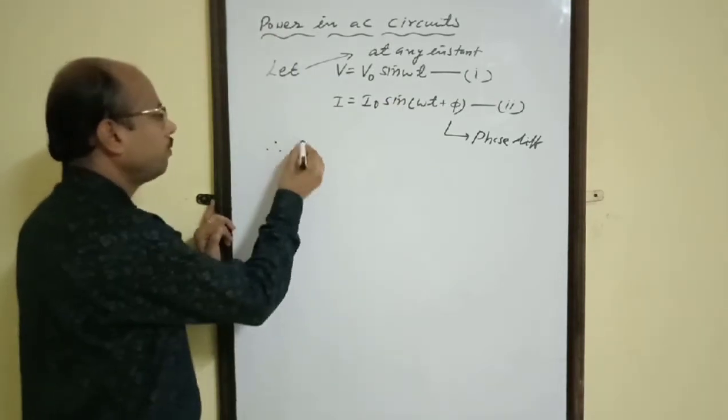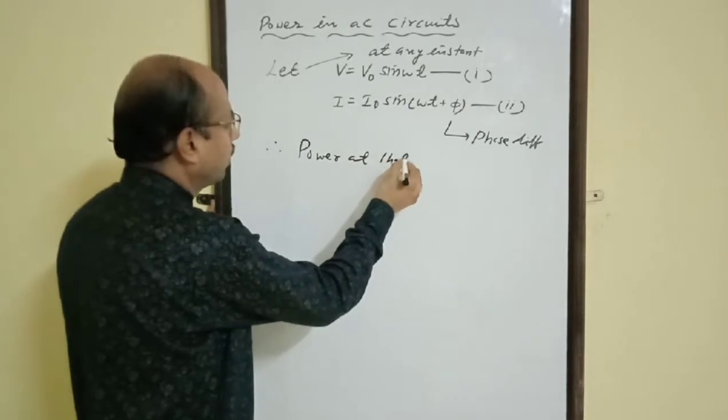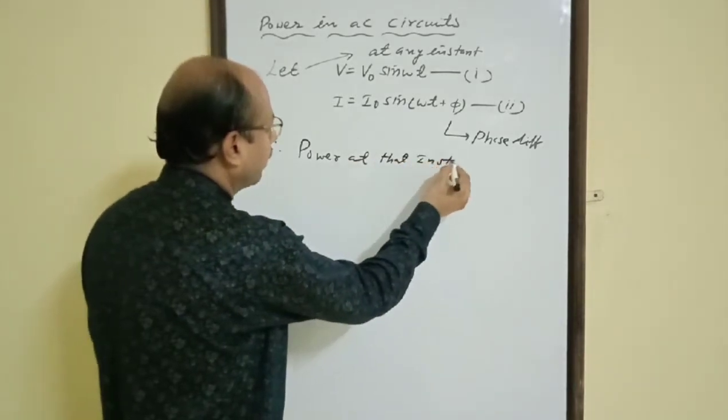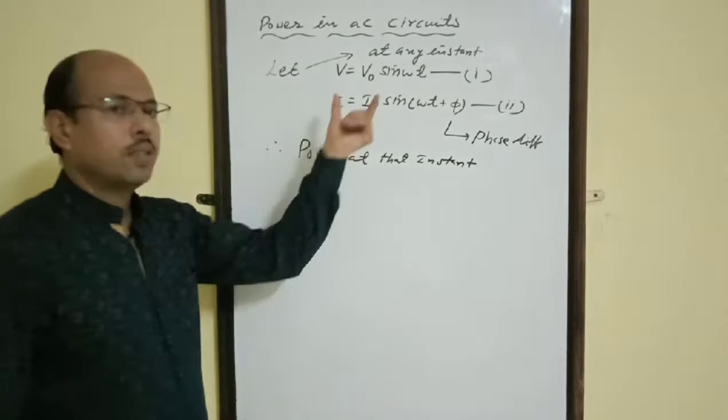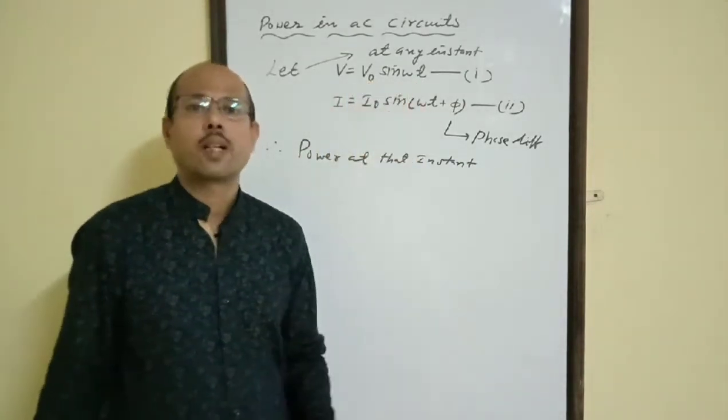Therefore, the power at that instant, we have considered v equals v naught sin omega t, i equals i naught sin(omega t plus phi).